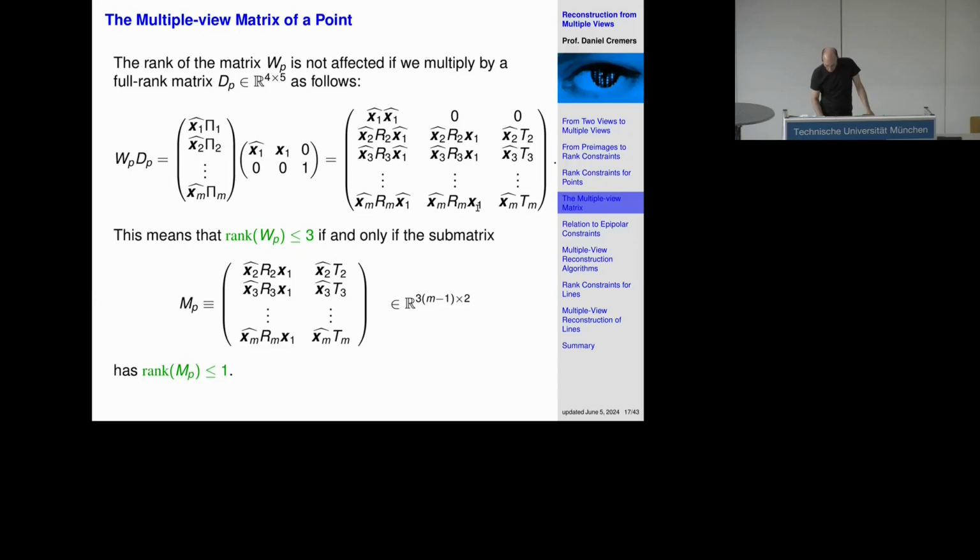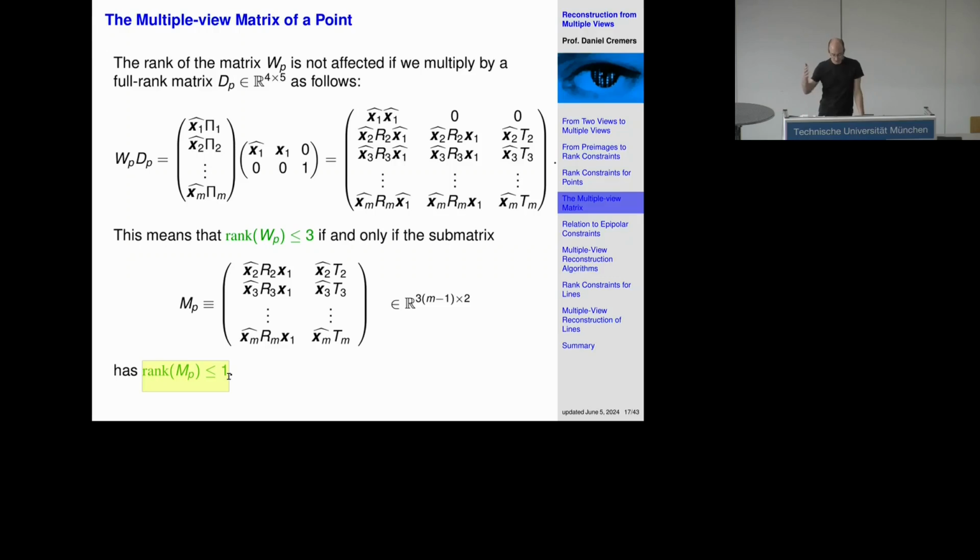And these are 2 column vectors, right? So this matrix is a 3 times (m minus 1) by 2 matrix. So it has 3 times (m minus 1) rows and 2 columns. And these 2 columns must be linearly dependent. That means one must be a multiple of the other. And this matrix has rank 1. That is the constraint. So this constraint in green, rank WP less than or equal to 3, is equivalent to saying the rank of MP is less than or equal to 1.